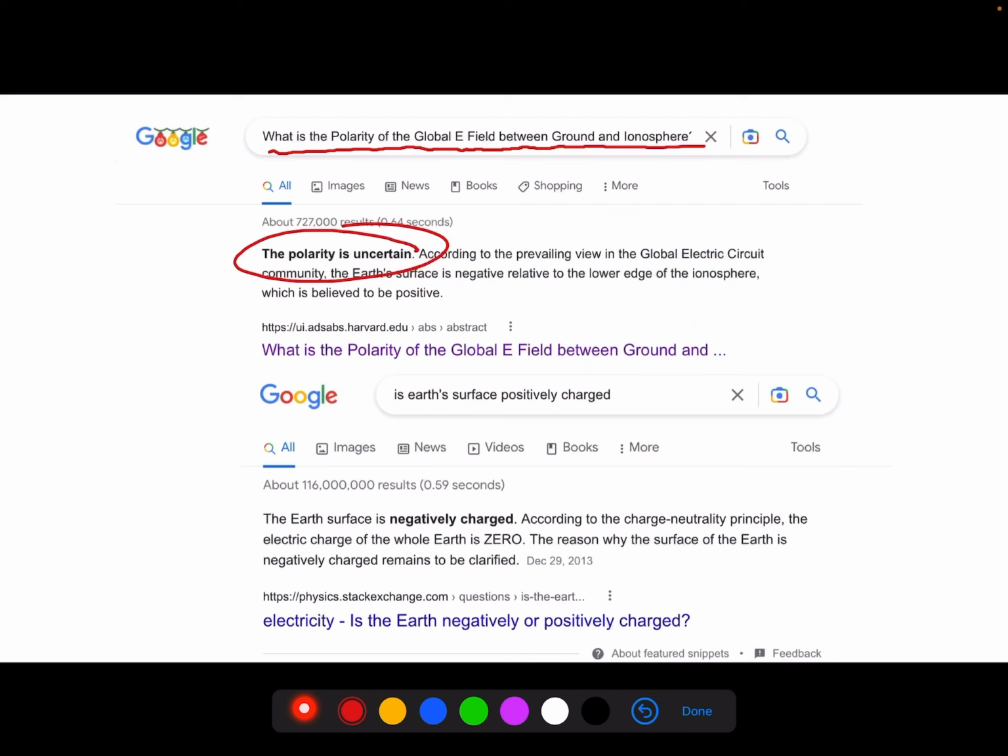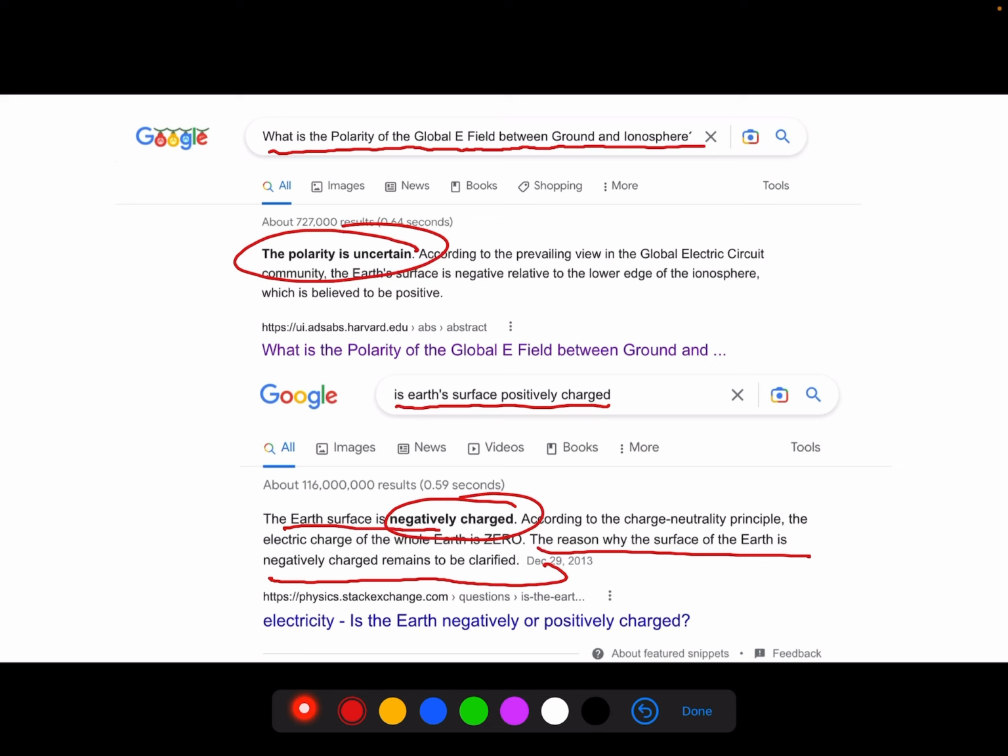So I ask another question. I type in Google, is Earth's surface positively charged? And of course it's not. I mean, they say Earth's surface is negatively charged. And then they go on to say the reason why the surface of the Earth is negatively charged remains to be clarified. So, okay, it's saying, well, it's negatively charged. We don't know why. So it is probably negatively charged, who am I to question these things?